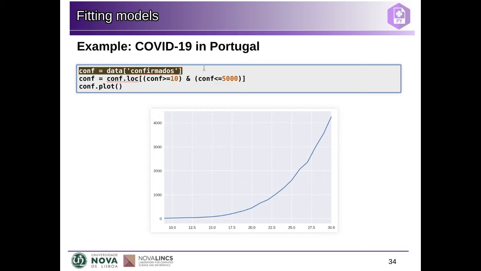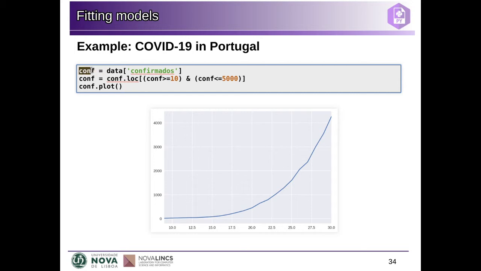We're going to create this conf variable with the column of the confirmados. Sometimes it's a copy, sometimes it's not. If you want to make sure it's a copy, you can add the copy here, but in this case it makes no difference because we are not going to change the data. So Pandas sometimes optimizes this, and instead of copying the data, just gives you, so to speak, a window, a view into the original data.